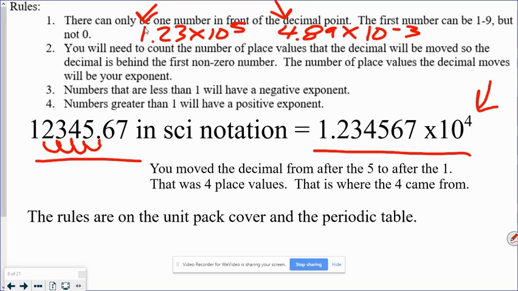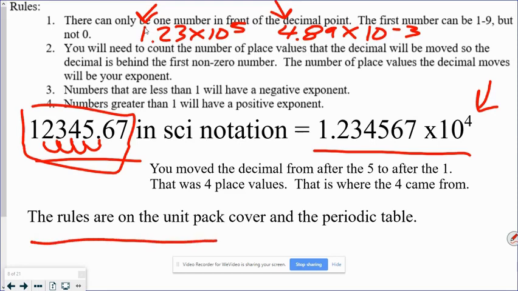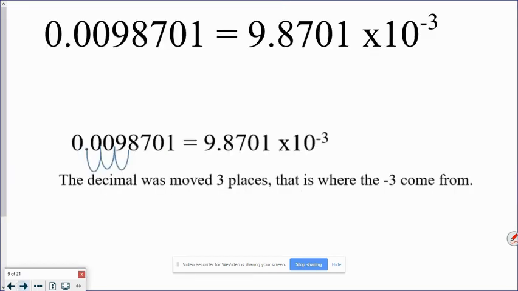Numbers less than 1 will have a negative exponent. So if this number was less than 1, we would have a negative exponent. And numbers greater than 1 have a positive exponent. So this number is definitely greater than 1, so the exponent is a positive 1. Again, these rules are found on your unit pack cover and on your periodic table.